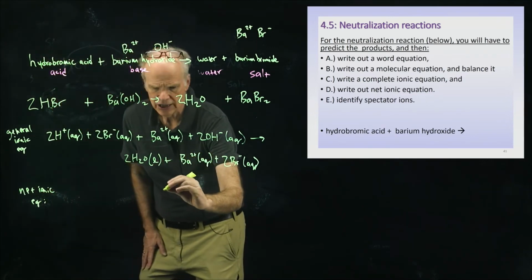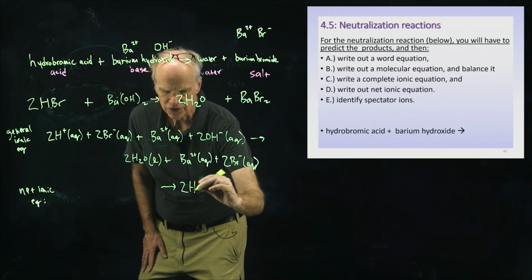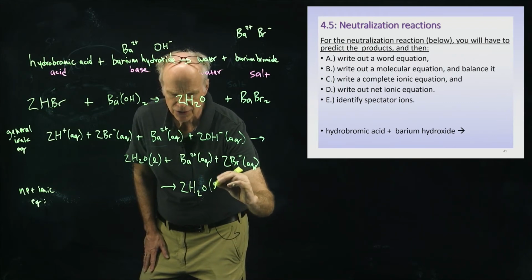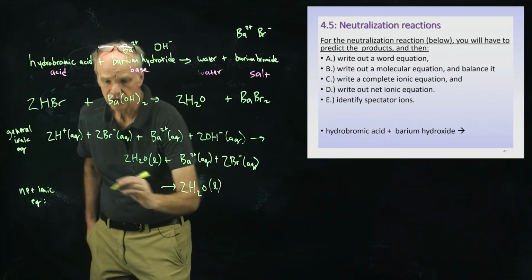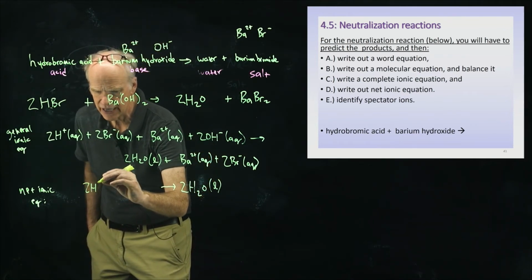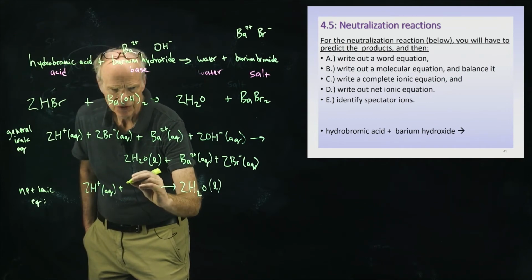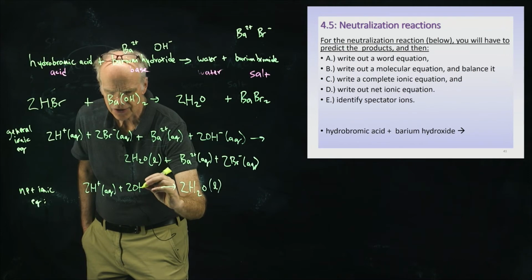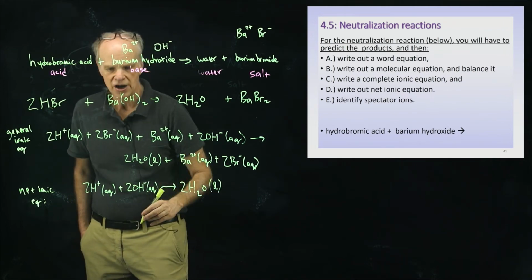again, we're going to be looking at the formation of water molecules here. If you want, you can say 2H2O, and this will be in the liquid state. And so what binds together to form those two water molecules? You have two hydrogen ions here, and then you have two hydroxide ions here, and they will bind together to form two waters.